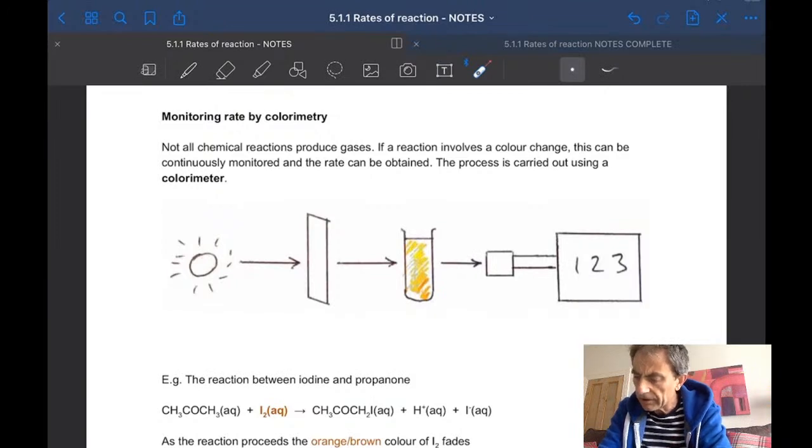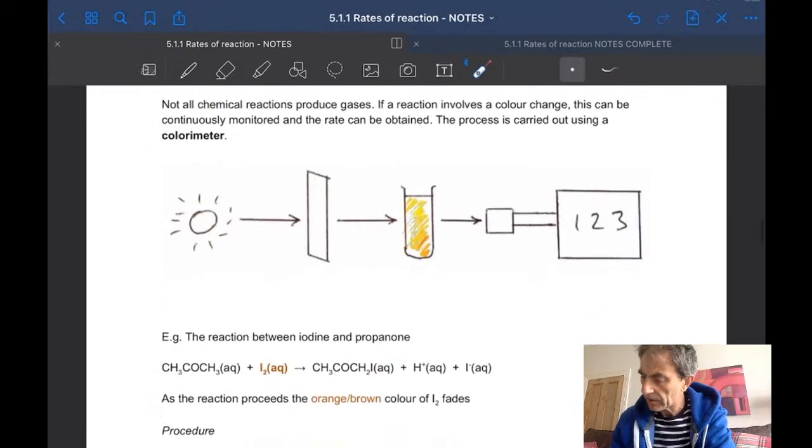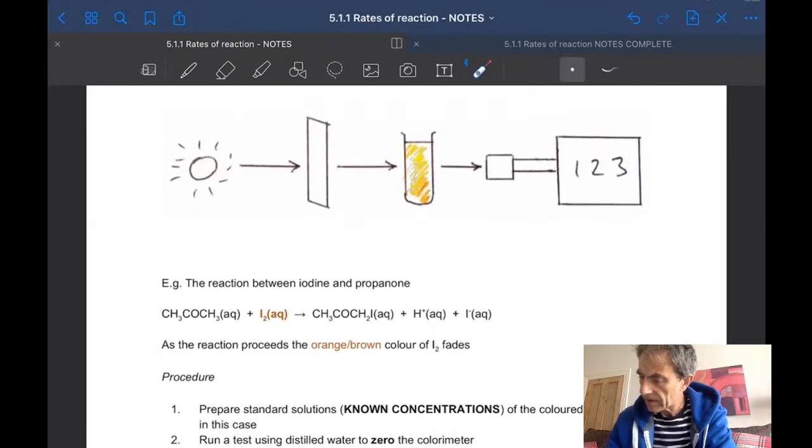Not all chemical reactions produce gases. That's fairly obvious, isn't it? If a reaction involves a colour change, this can be continuously monitored. So remember, throughout the reaction, this can be continuously monitored at regular intervals, and you can therefore obtain the rate of the reaction through that. The process is carried out using what's called a colorimeter. I'll just quickly explain this process.